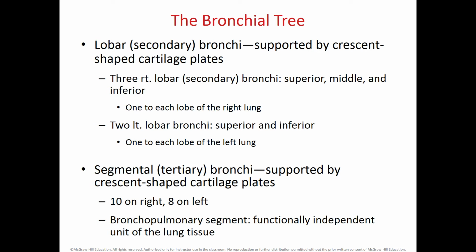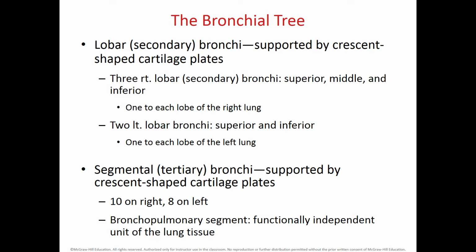Now the left and the right main bronchi will subdivide into the secondary bronchi that are supported by crescent-shaped cartilage plates, and we have 3 lower bronchi on the right lung and 2 on the left, and they have the same names as the lobes of the lungs. They have superior, middle, inferior names on the right and only superior and inferior on the left.